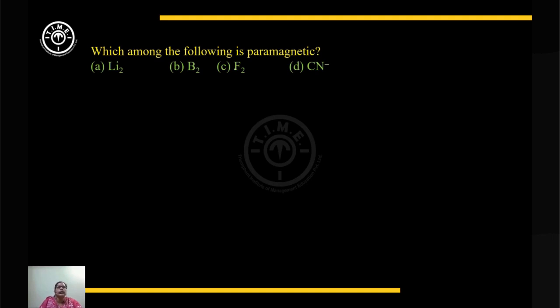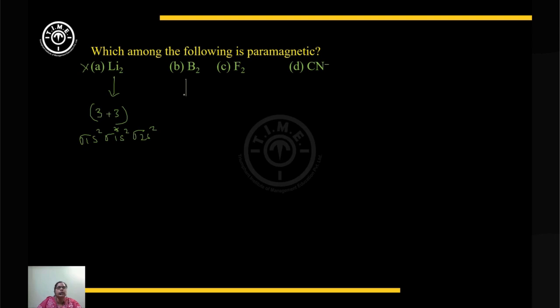Which among the following is paramagnetic? Paramagnetic means the molecular orbital must contain at least one unpaired electron. Suppose it is Li2. Lithium 2 has 3 plus 3, 6 electrons: sigma 1s2, sigma star 1s2, and sigma 2s2. So it does not have an unpaired electron, and this is not the answer.